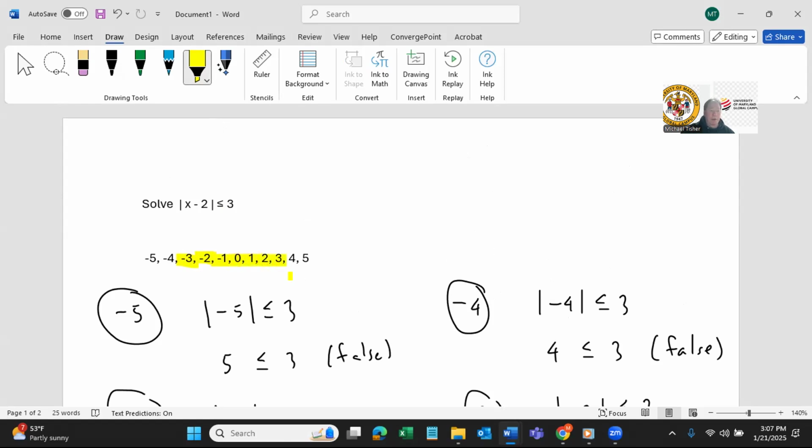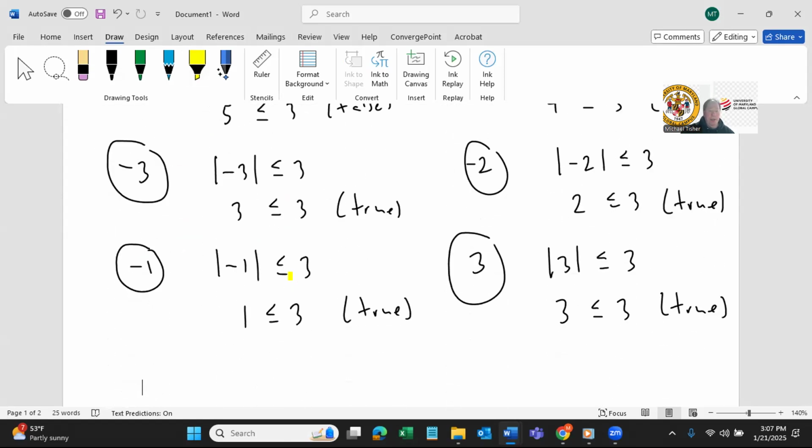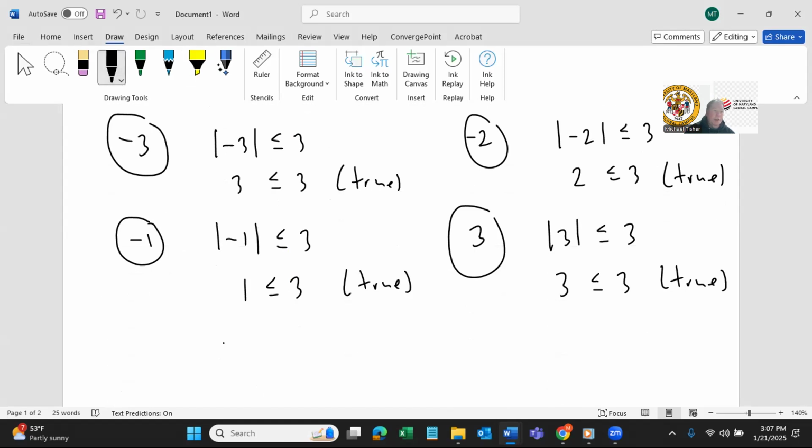Okay, so I think all these numbers up until 3 will work. Well, let's try 4. Absolute value of 4, is it less than or equal to 3? Absolute value of 4 is 4. 4 less than or equal to 3. Oh, that's a false statement. So it doesn't work when we have 4. And I think with 5, it'll probably not work either.